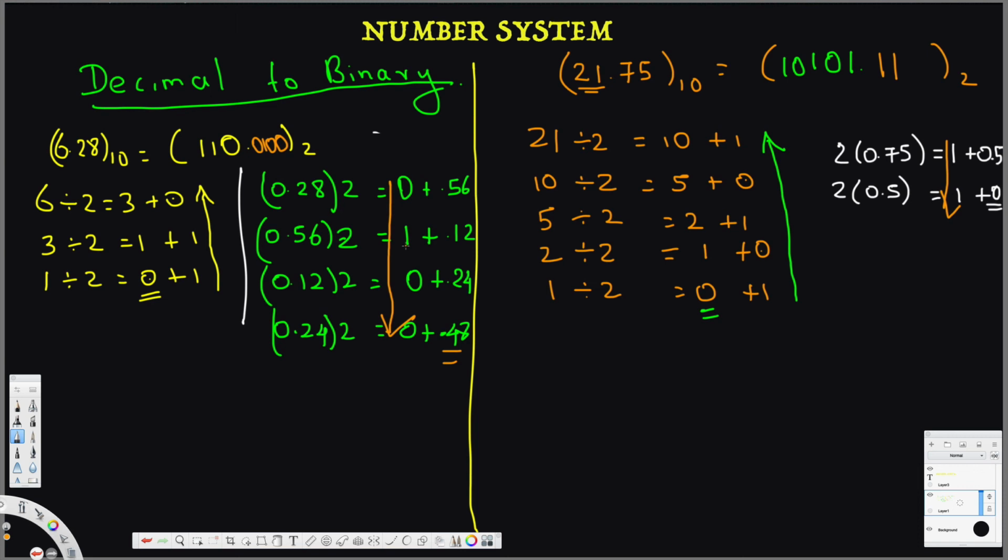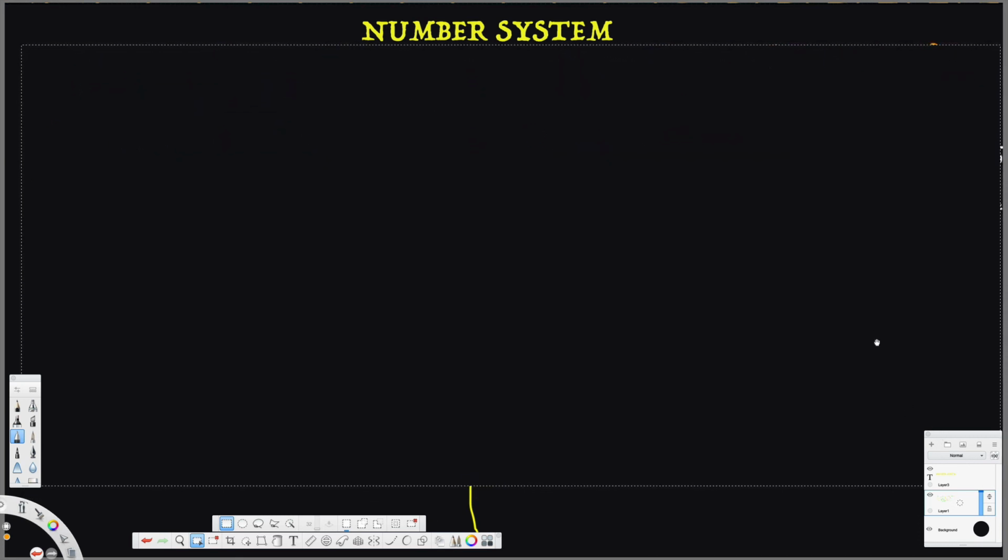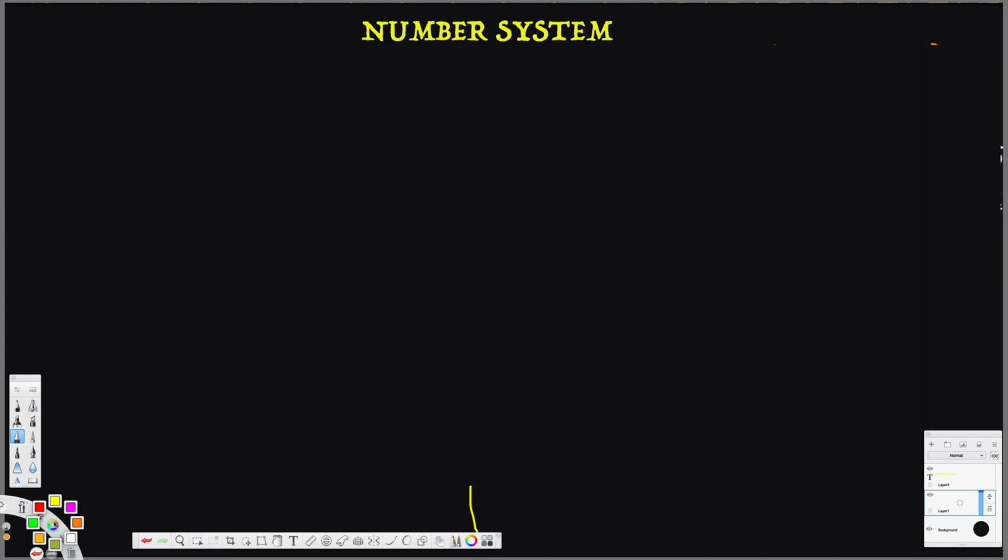Now let's see what else we can do. We can also see octal, base octal. Here what we're going to see is how to convert a number from octal to decimal. Okay, I get rid of all these things. Octal to decimal. Okay, octal to decimal. Let's look at the number.